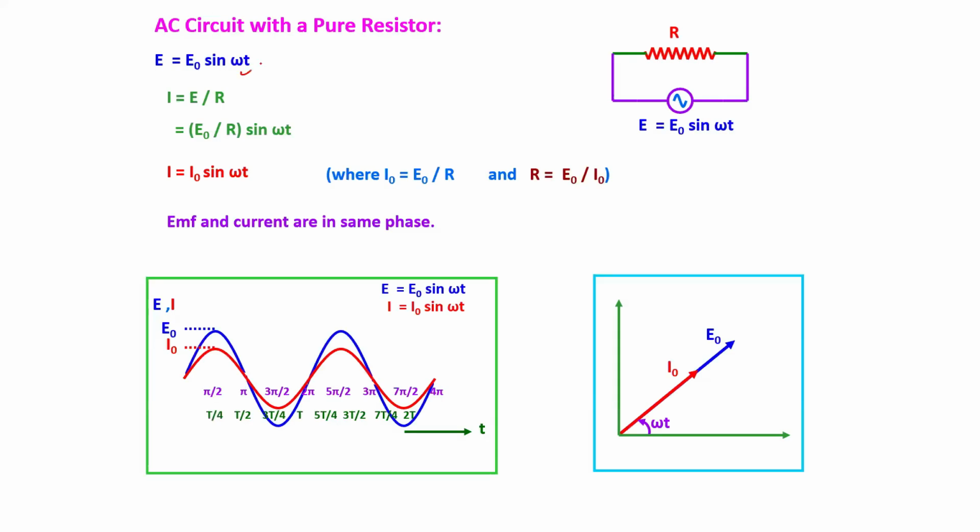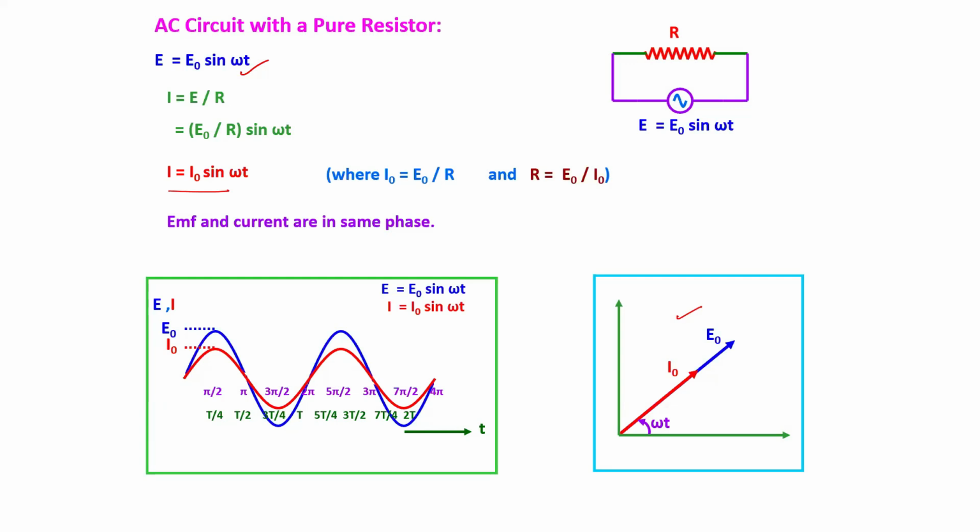E is equal to E naught sine omega t. And the value of current can be calculated using a formula I is equal to I naught sine omega t, where I naught here is representing E naught divided by R. So EMF and current will be in the same phase when the resistance is connected in a series connection. Now, this is the graph which will be used to represent the relation between the current and the EMF.